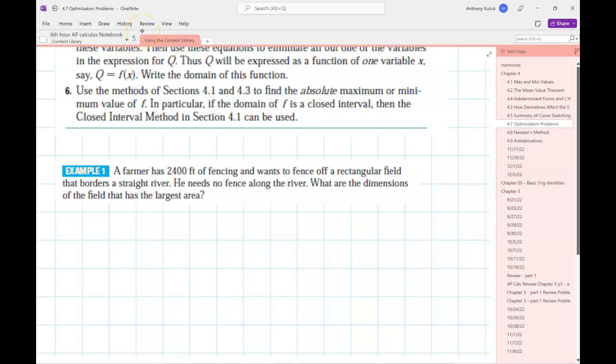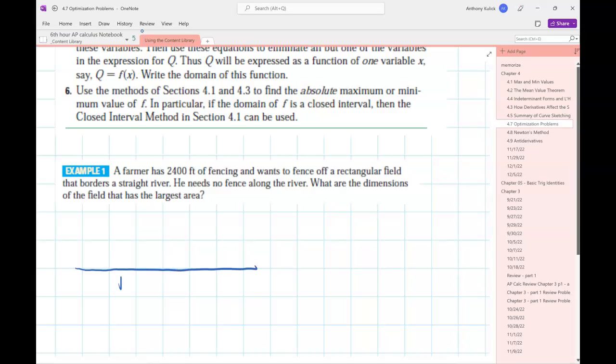So a farmer has 2,400 feet of fencing and wants to fence off a rectangular field that borders a straight river. He needs no fence along the river. What are the dimensions of the field that has the largest area? Everybody feel pretty decent about what's going on? I don't think this is particularly confusing.